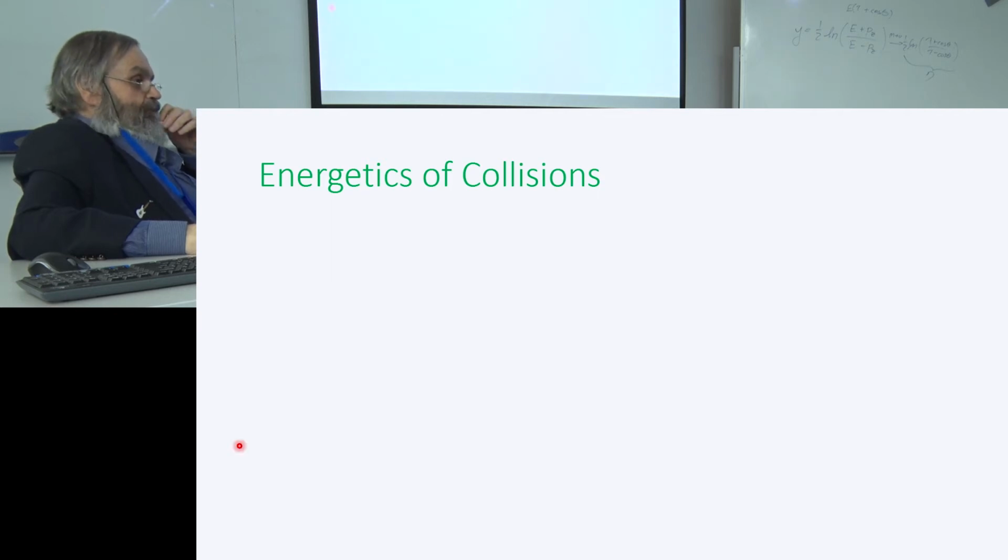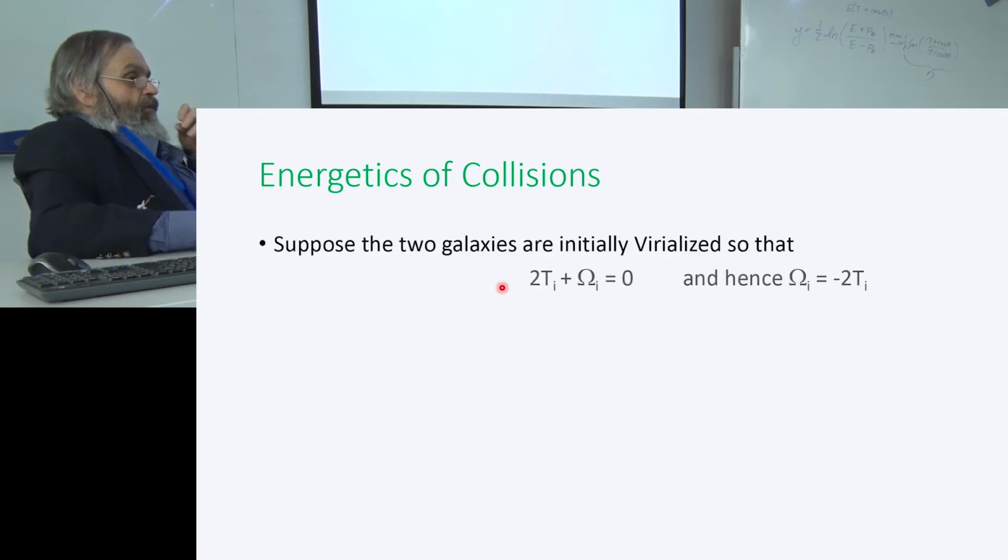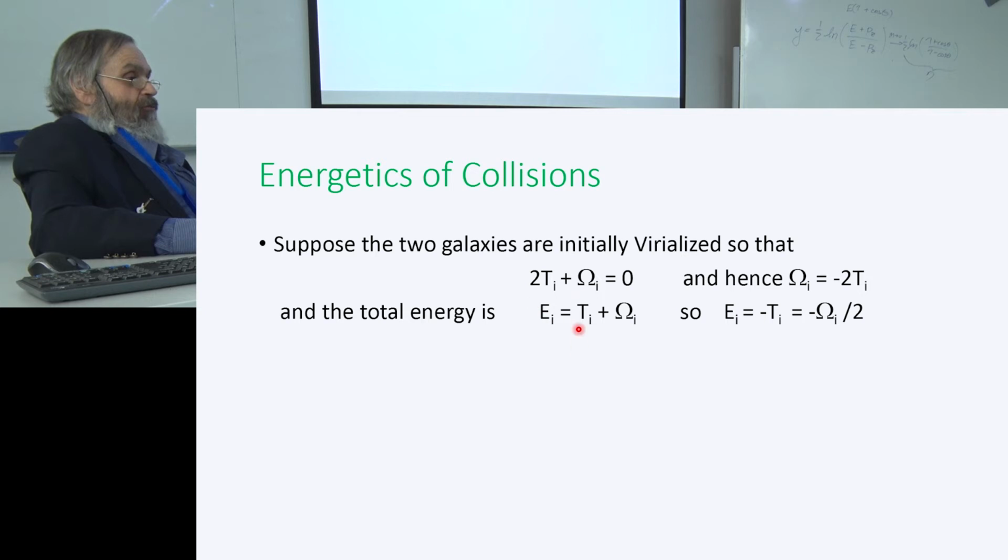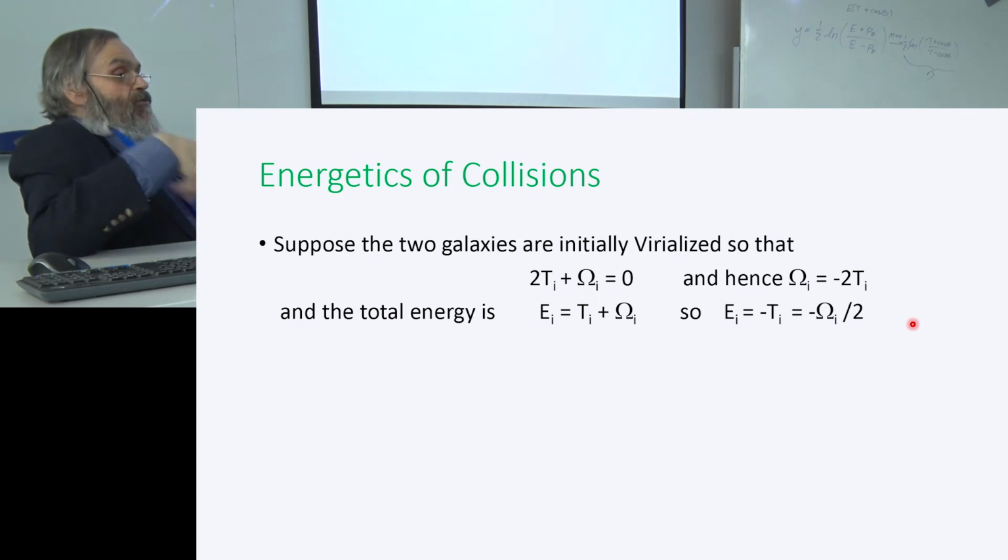Oh, I better turn this back on. So suppose we have 2 galaxies that are initially virialized so that 2T plus Omega equals 0. The subscript I just means initial, and both galaxies are the same. So Omega_I, the initial gravitational energy, is minus 2 times the kinetic. The total energy is just the kinetic plus the potential, so that's T minus 2T, or E_I equals minus T_I, or minus Omega_I on 2. Obviously the total energy is negative because it's bound. So it's virialized, the energy is equal to minus the kinetic.